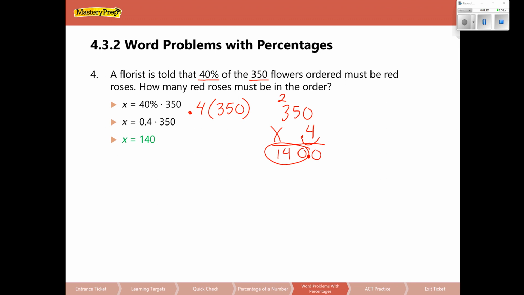What would half of 350 be? 175, yes? So we know if it's saying that we have 40% of it, that's less than half, yes? So our answer should be less than 175. So we can use other percentages to get close to the answer.